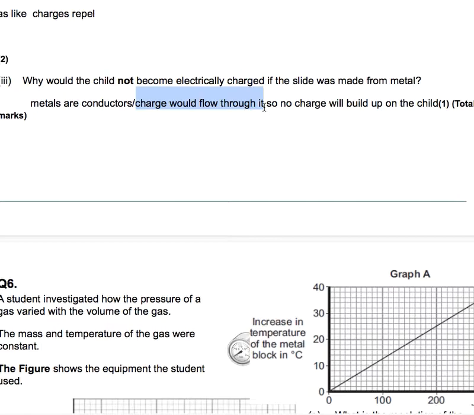So metals are conductors, 1 mark. Charge would flow through the metal, 1 mark. Either of those two. And if it was me, I would go on to say the so what. Even though there's only 1 mark, you're looking to say something for sure that's going to get you credit. So I would do that.